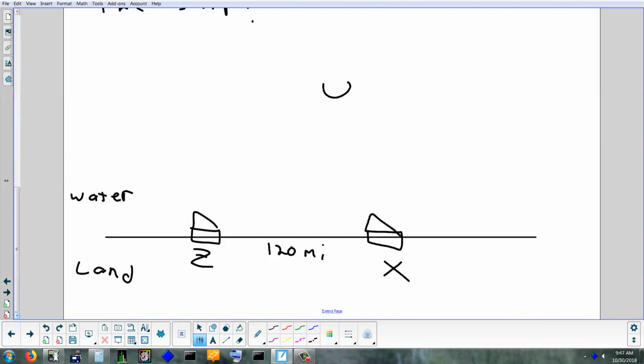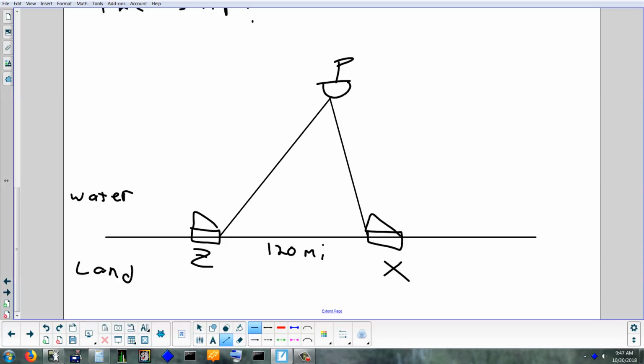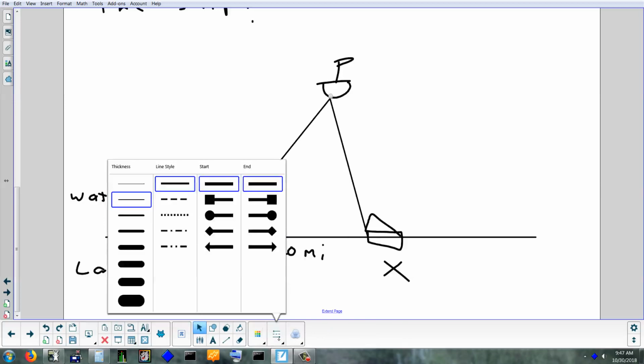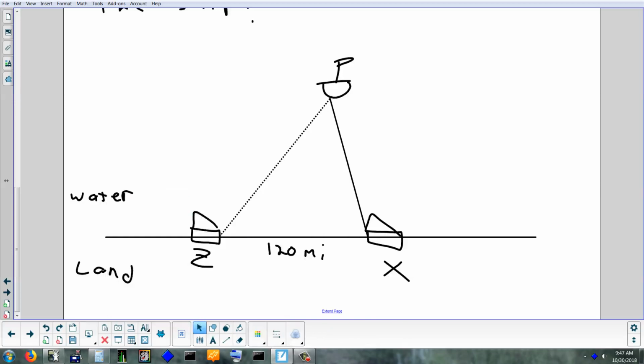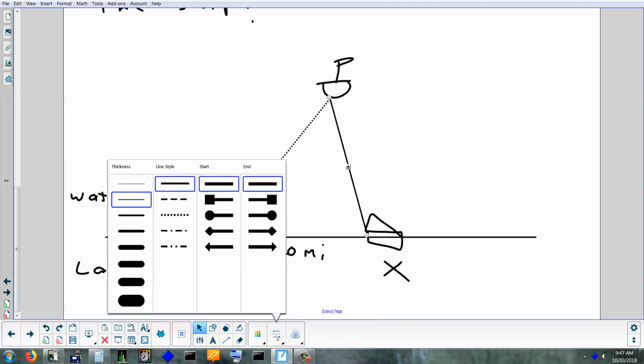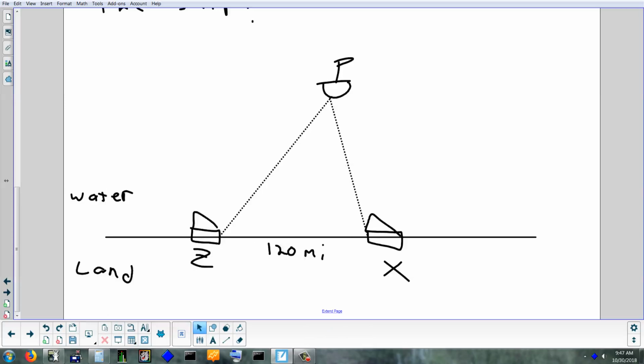Okay, and there's a boat out here, and they shine a light. Each station sees the light. So I'm going to draw in kind of like a beam that represents each station seeing that light. All right, so we'll just make that dotted so we remember that's a beam of light, and that's dotted as well.